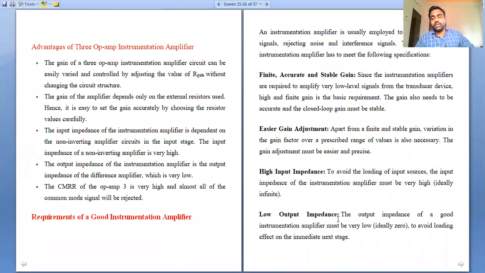Okay, low output impedance, we already said in the advantages why the output impedance of the operational amplifier should be very, very low: in order to reduce the dissipation factor. The loss factor observed at the output terminals has to be very, very low. That's why we have to maintain the output impedance very low. In most conditions it is ideally zero. The output impedance of a good instrumentation operational amplifier should be low to avoid the loading effect, that means the loss coefficient at the particular output terminals.